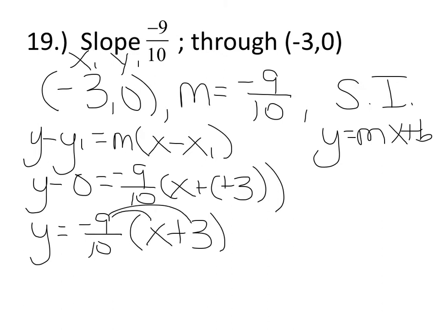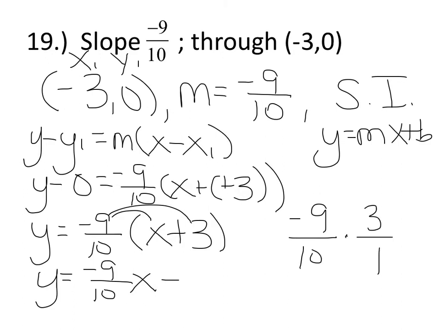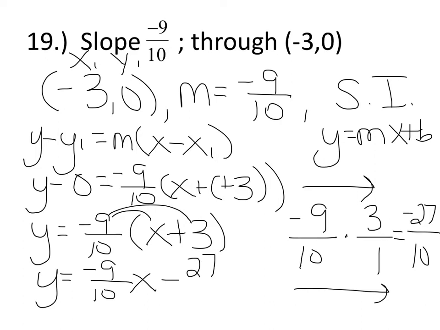I'm going to distribute again because I already have y isolated, so I might as well just distribute. Negative 9/10 x. I know it's going to be minus because a negative times a positive is a negative. So if you want to come over here, you can say negative 9/10 times 3 over 1. Remember, when you multiply fractions, just multiply straight across. So you have negative 9 times 3 is negative 27, and then 10 times 1 is just 10. So it's negative 27 over 10. So you have y equals negative 9/10 x minus 27 over 10.